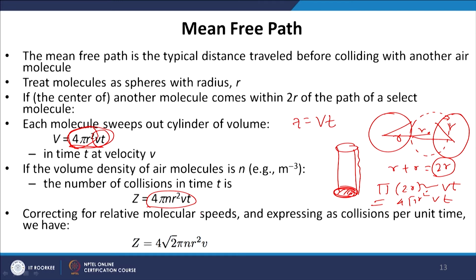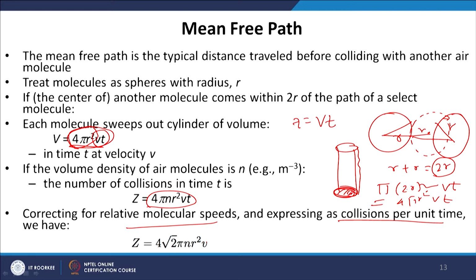So far we have considered the average speed. Now, correcting for the relative molecular speed, because both of the molecules are moving relative to each other, we have to consider the relative molecular speed. So, we can express the collisions per unit time: z is equal to 4 root 2 pi n r square v.